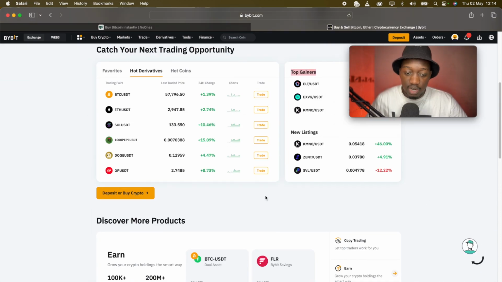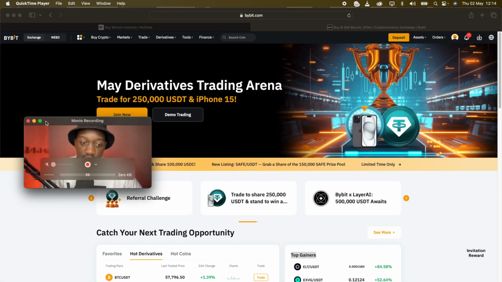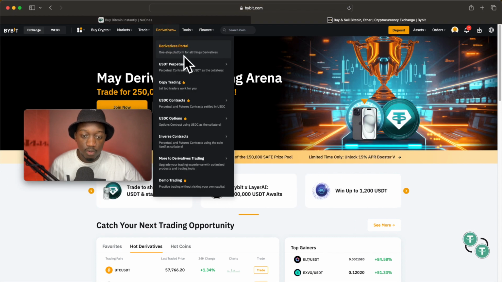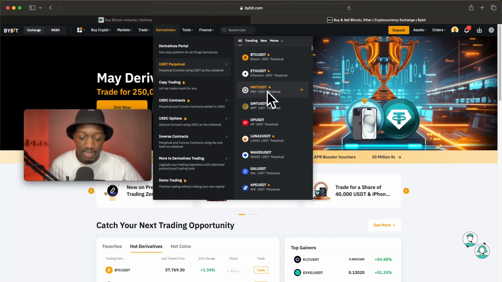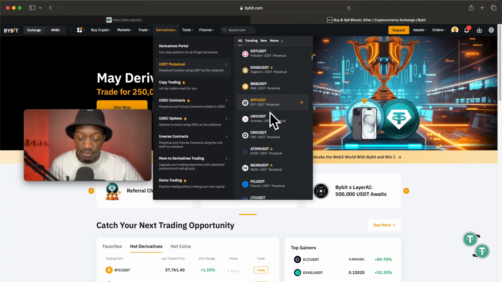Once you create an account on Bybit, obviously you're going to have to go to where it's written derivatives trading, this button right here. Once you go there, you're going to have to click USDT perpetual, and right here is going to allow you to select any pair that you want. Let's say if you want to trade Bitcoin against USDT, you can click right there, and you can also choose all other pairs that you prefer to trade right here.